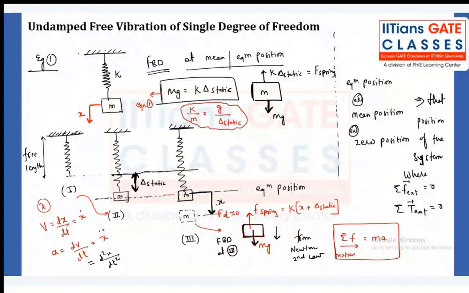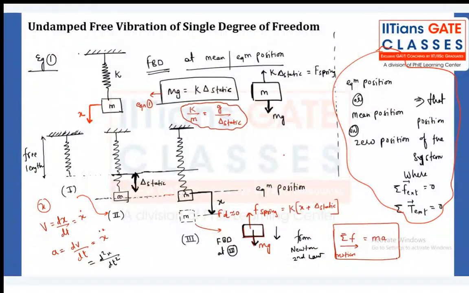If I want to draw the free body diagram at the mean position, what is the meaning of mean position? Equilibrium position, zero position. It is that position of a system where the net force and the net torque is zero. In this particular system, net torque is automatically zero. What about the net force? The net force has to be zero at the equilibrium position.